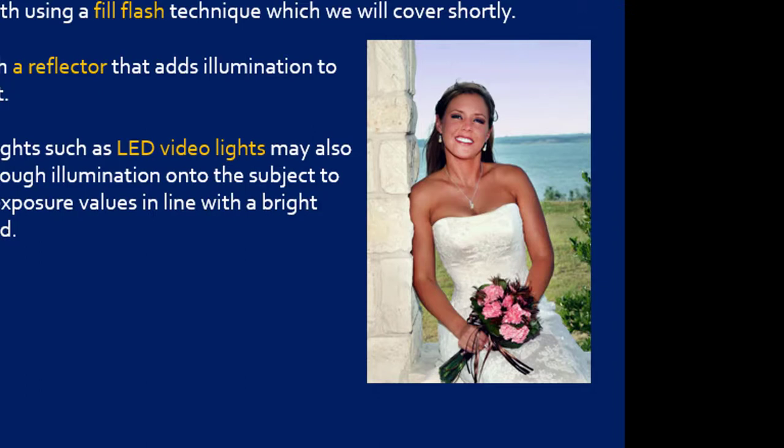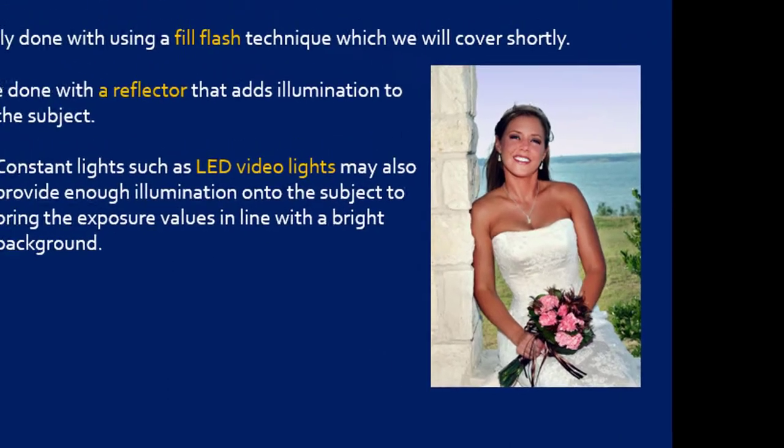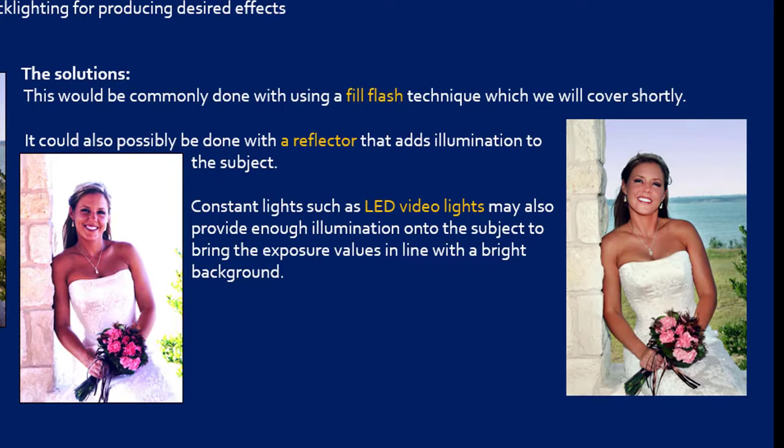In this image, I've brought in my fill flash and set it about one stop less than F16, hoping to get it to fire at about F11, and that gives me enough light on the subject to allow me to maintain the detail of the background and create a nice balance of light on the subject and the background. Constant lights such as LED video lights may also provide enough illumination onto the subject to do this sort of thing if you're not quite as comfortable with your flash. I doubt a reflector would be enough to solve this situation because you're not going to be able to get enough light on the reflector underneath the gazebo.